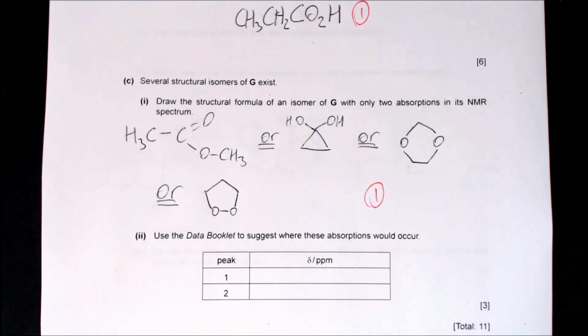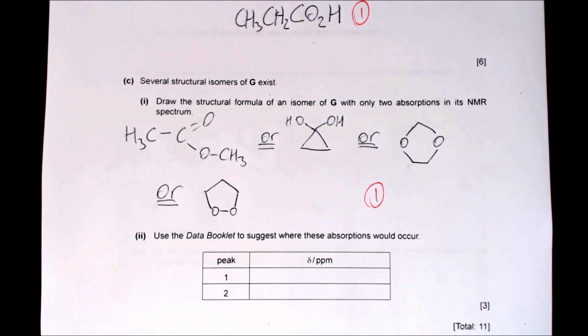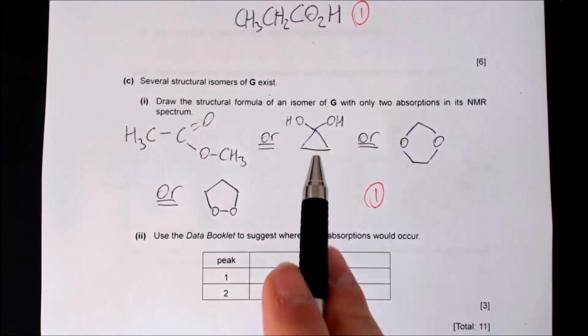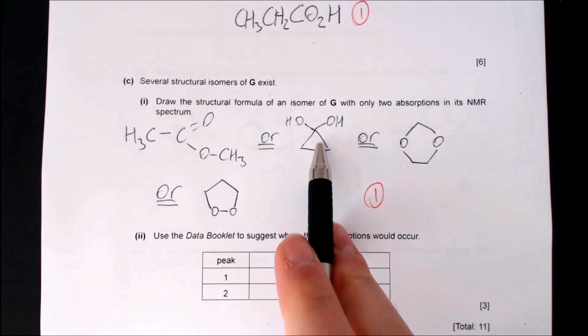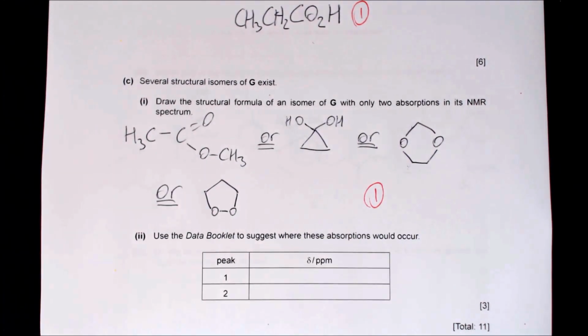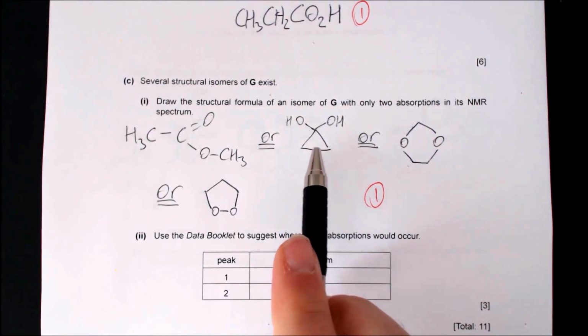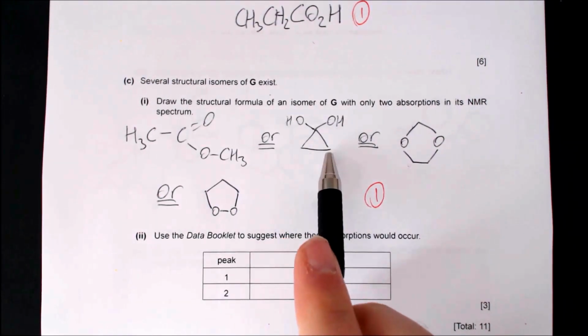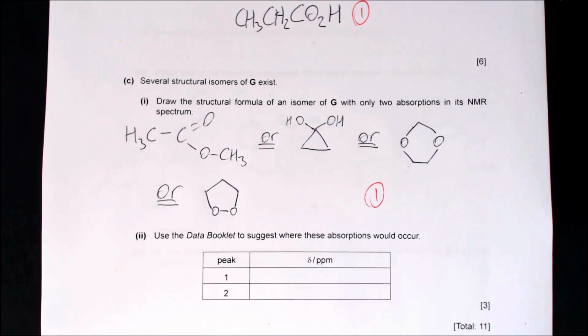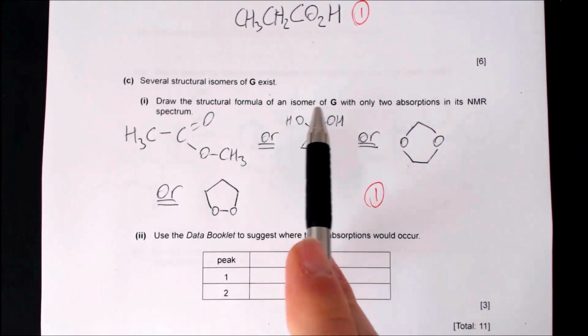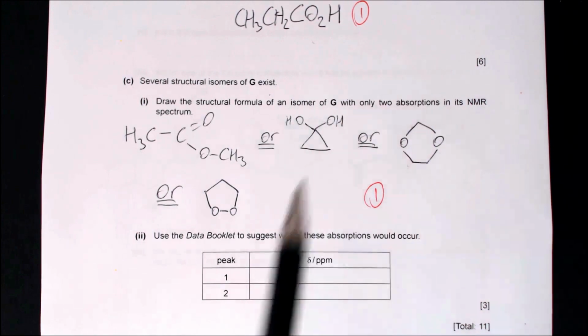If you've drawn your dihydroxycyclopropane, which will be this one here, then you should get a peak at 0.9 to 1.4. This would represent these hydrogens here, the CH ones. And then you'll get a peak between 0.5 and 6.0, which would represent these alcohols here.